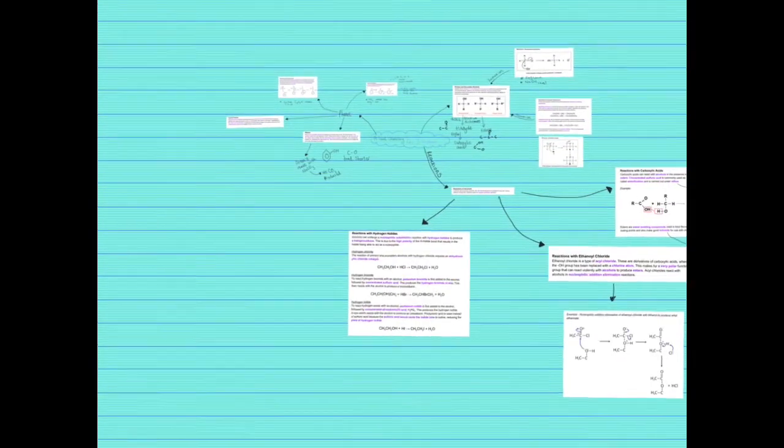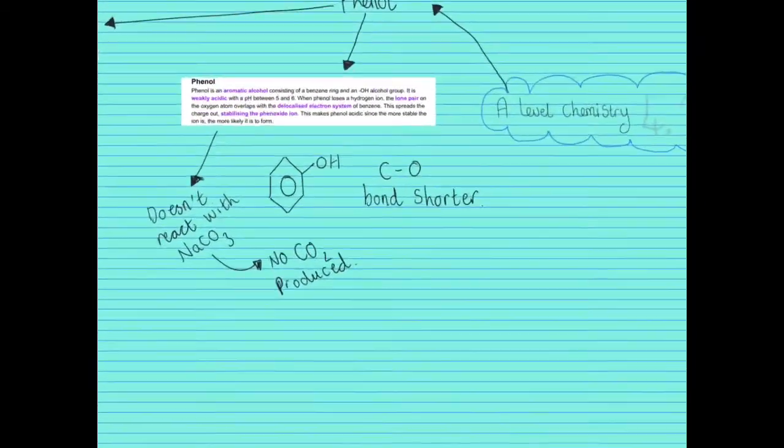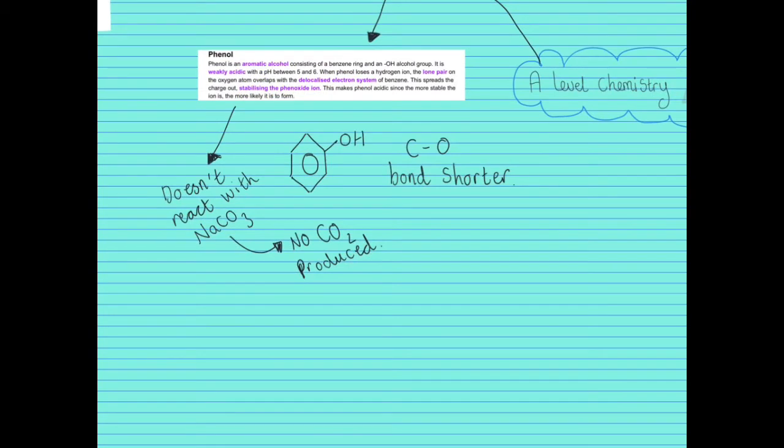Okay, and then just a little bit looking at phenol. Phenol is an aromatic alcohol, so it's got a benzene ring with an OH group, pH between 5 to 6, so it's weakly acidic. When phenol loses a hydrogen atom, the lone pair on oxygen overlaps with a delocalized electron system here in the middle, and it spreads, stabilizing it. Okay, it doesn't react with Na2CO3, so no carbon dioxide is produced, so it's a very weak acid. Its C-O bond is shorter than you'd find in an alcohol.